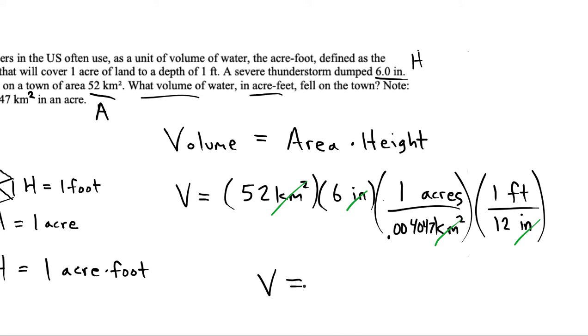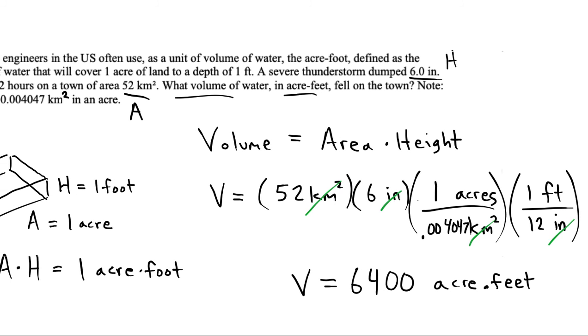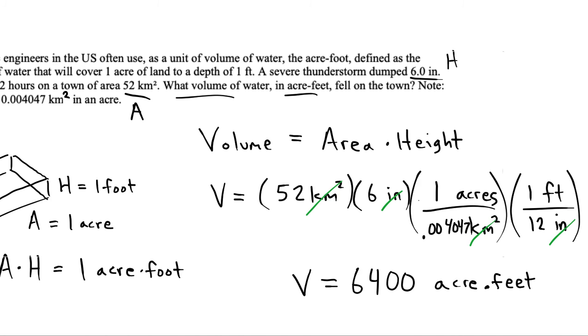All right, looks like my volume is going to be 6,400 acre feet. So notice how I used the right number of sig figs. I used 2 sig figs because they had given 2 in the height. Okay, that's 6.0. But yeah, 2 sig figs would be good for this. And that's my final answer.